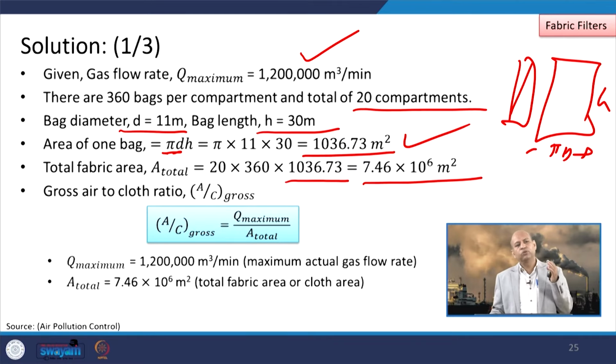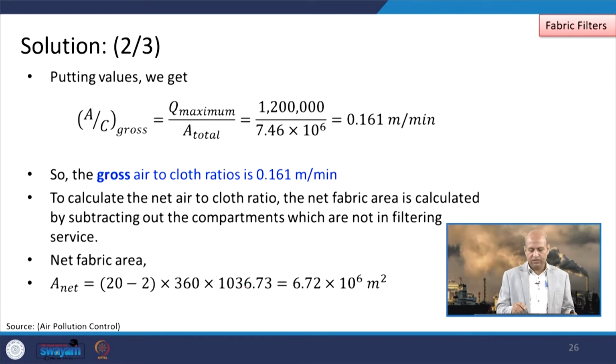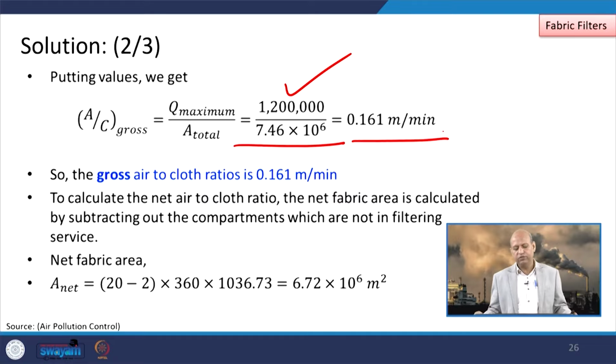Now, we calculate gross air to cloth ratio. So, A by C gross, that is Q maximum divided by A total area. Q maximum is given, we already know. So, divided by this total area which we calculated. So, how much is there? This divided by this particular value, it is around 0.161 meter per minute. So, the gross air to cloth ratio is around 0.161 meter per minute.